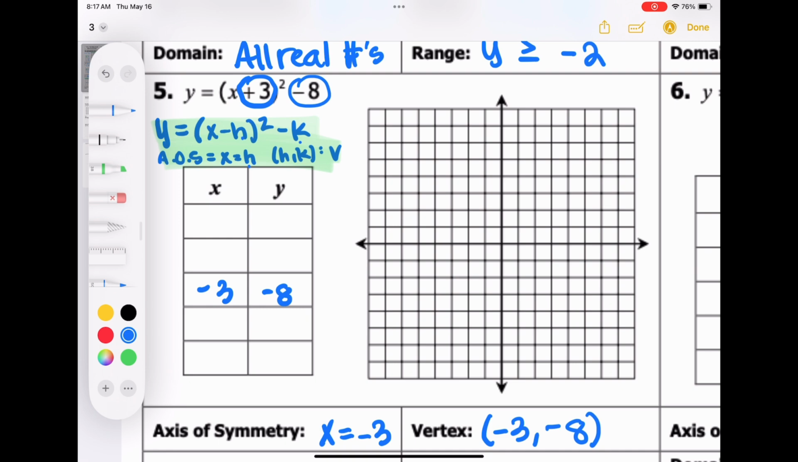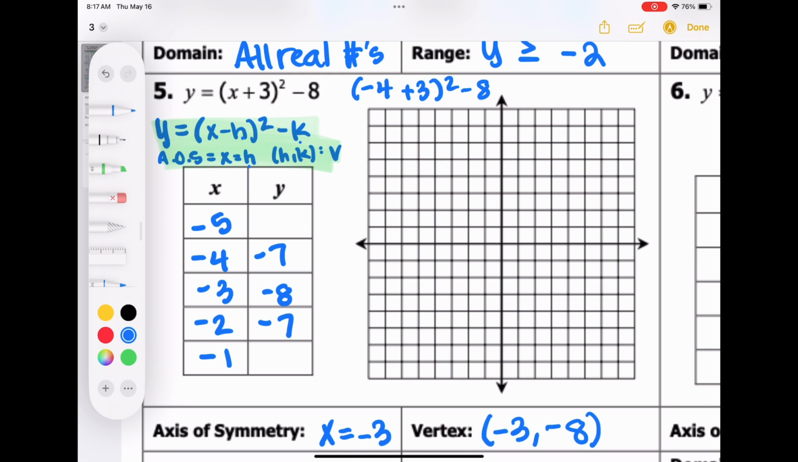I'm going to find two numbers less than negative 3, so negative 4, negative 5. And then two numbers that are bigger, so negative 2, negative 1. Now, just like before, I'm going to plug those in. For example, I'd have negative 4 plus 3 squared minus 8, and I would type that into my calculator, which is going to give me a negative 7, and I'll get the same thing for negative 2.